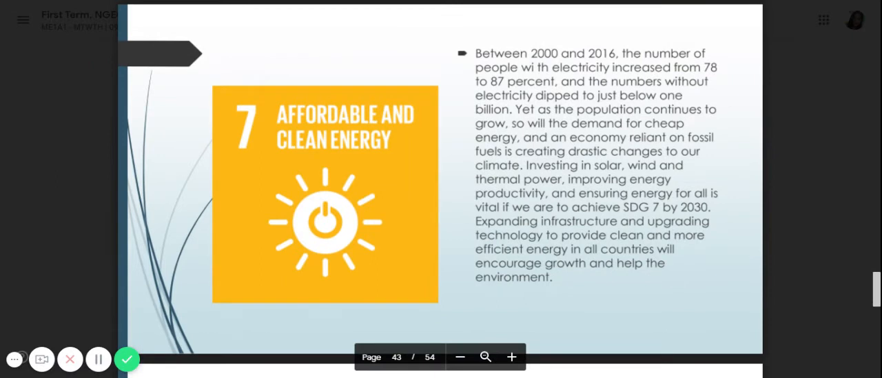7, affordable and clean energy. Between 2000 and 2016, the number of people with electricity increased from 78 to 87%. That means many houses now have electricity. Yet, as the population continues to grow, so will the demand for cheap energy, and an economy reliant on fossil fuel is creating drastic changes to our climate.